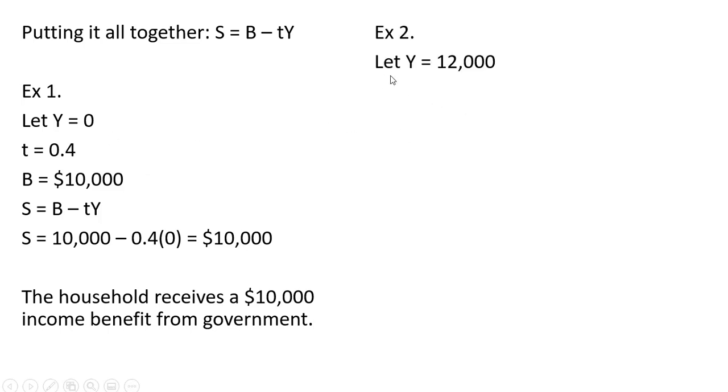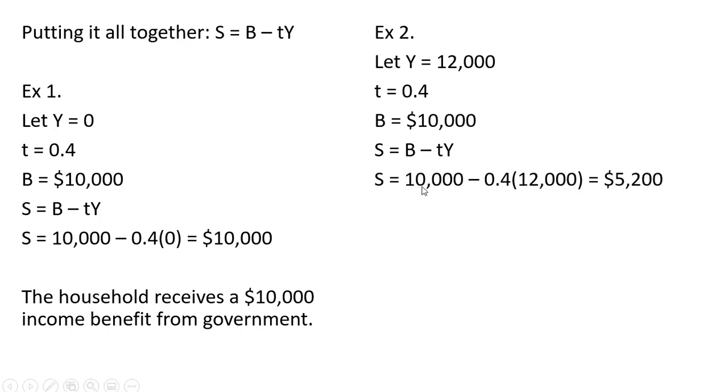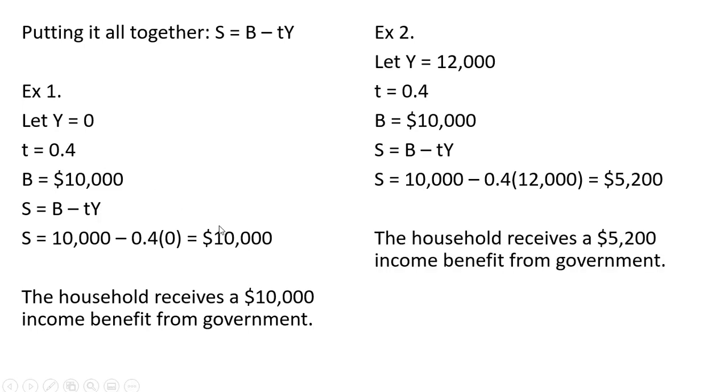Example 2, this household is earning $12,000 of earned income in the marketplace. Same tax, same income benefit. Let's now calculate the actual income subsidy here, income benefit. So 10,000 minus 0.4 times the earned income means that this household will receive $5,200 of welfare or public assistance benefits from the government. So the household receives, once again, $5,200 income benefit from the government.